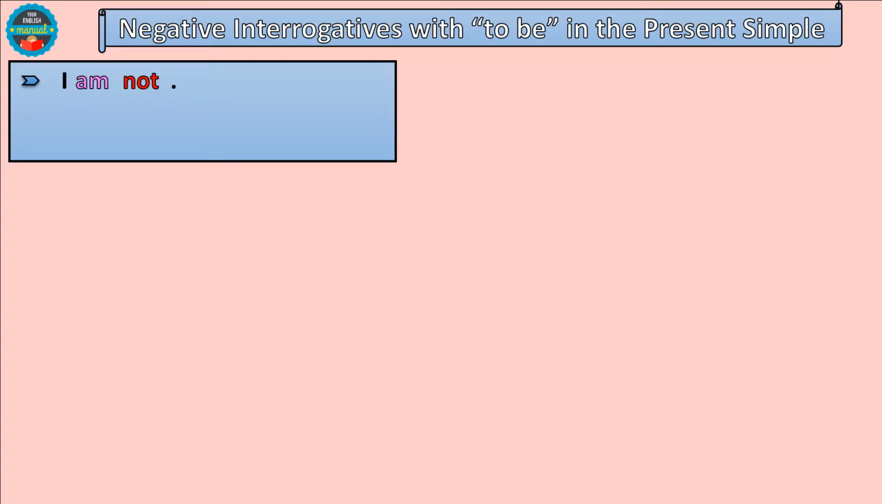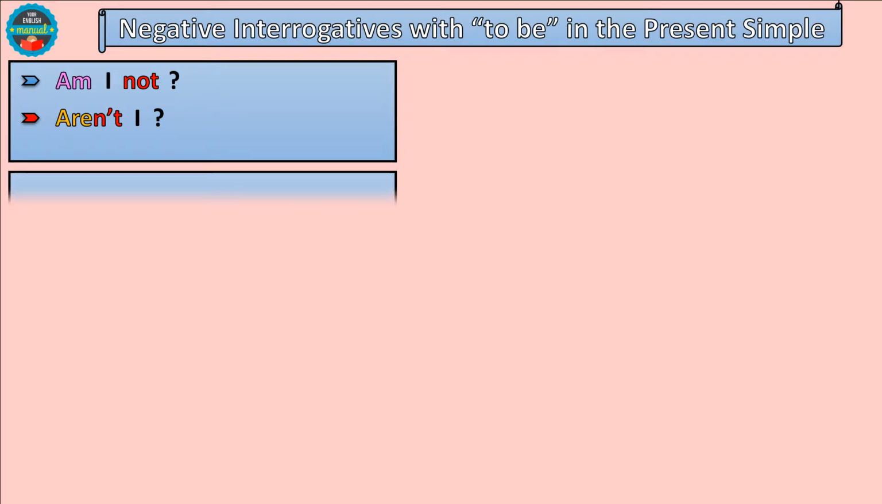In theory, I am not can only become am I not since the conjugation am doesn't connect with not, remember? At least in theory. In practice, many people say aren't I as a contraction for am I not? But this only happens in the negative interrogative, okay? In the regular negative, no. Anyways, since it's so common, there already are some grammars that accept this contracted form. But if you don't want to risk it, you can say, am I not? That is definitely grammatically correct.